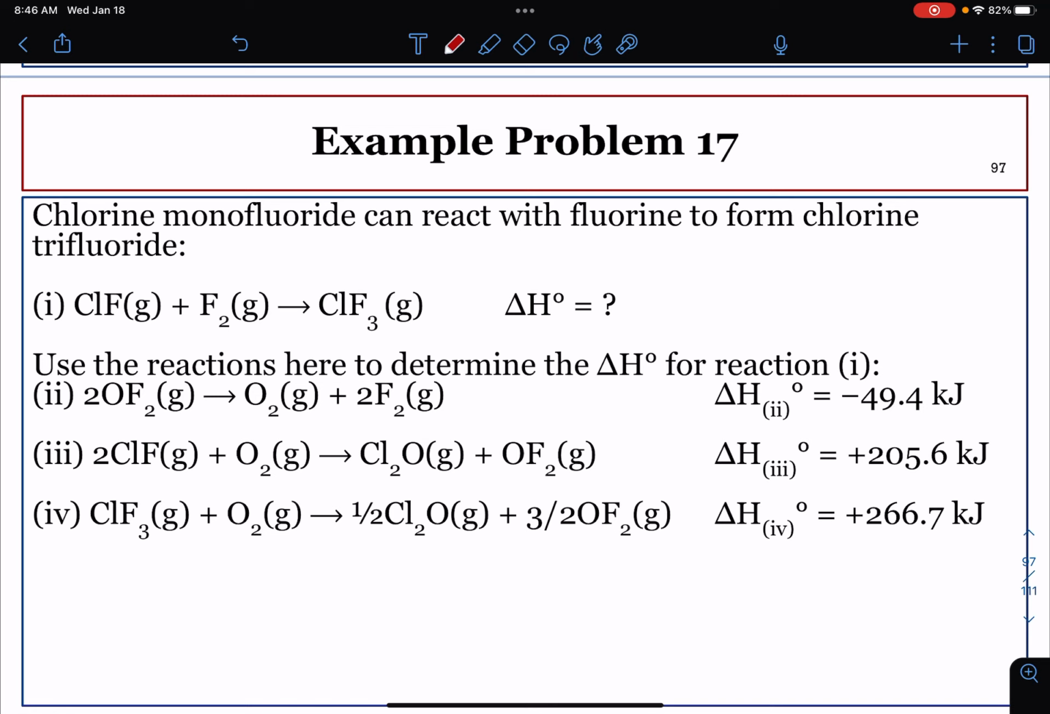If you look at the product here, ClF3, we can see that it exists right here in reaction 4, but it's on the reactant side. It has the correct coefficient, so all we need to do to reaction 4 is multiply by -1, which means we're flipping the whole reaction and the delta H changes its sign. So let's rewrite these products as reactants.